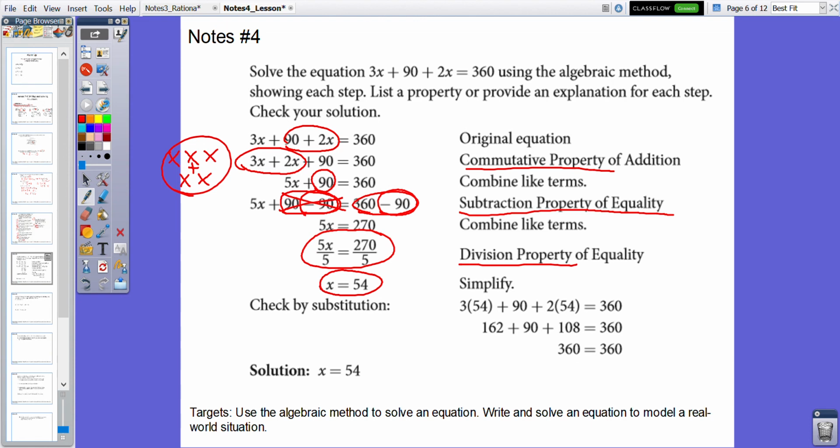Like we said, we replace wherever we see an x with our supposed solution. Okay? So 3 times 54 plus 90 plus 2 times 54 equals 360. 3 times 54 is 162. 2 times 54 is 108. And then we can combine all 3 of these numbers here and see that absolutely 360 is equal to 360. We've proven with this equation and using these properties how we can get to the solution of an equation without knowing or just guessing. Okay?